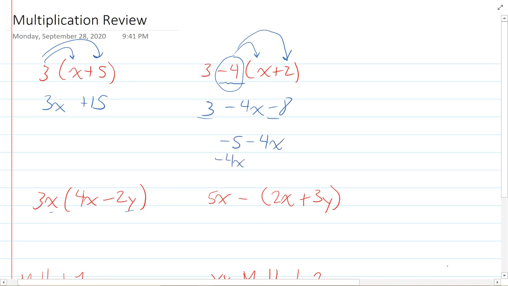Now, if you want to write negative 4x first, you're welcome to. These are exactly the same, okay? So same answer because the signs are the same and the terms are exactly the same.